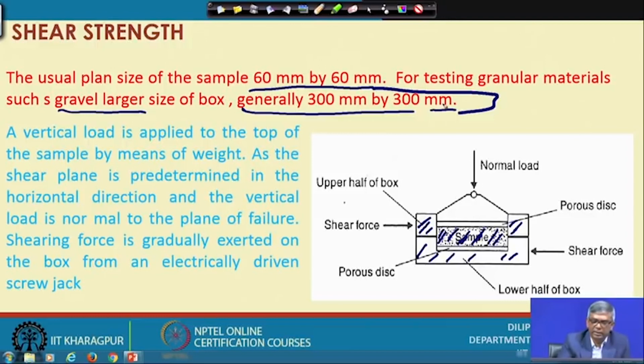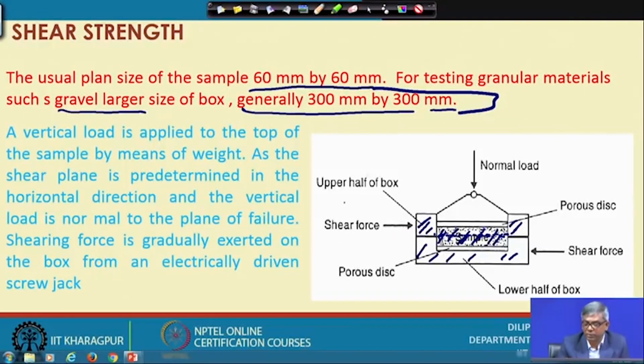And in this setup, you can see that after preparing the sample I can give the normal load through this. So, I can imagine one plane here along this, and this normal force is perpendicular to this plane. Now, by some mechanism, a screw jack or something that is also motorized, I can push one half with respect to the other.